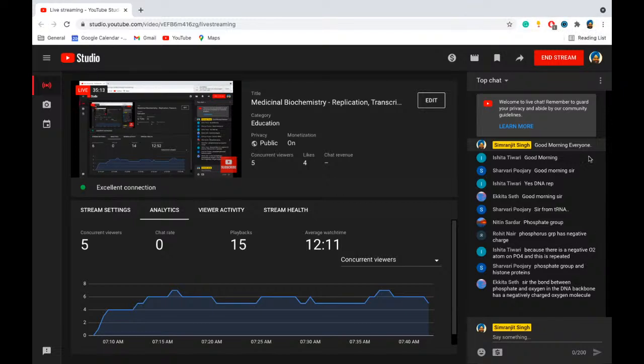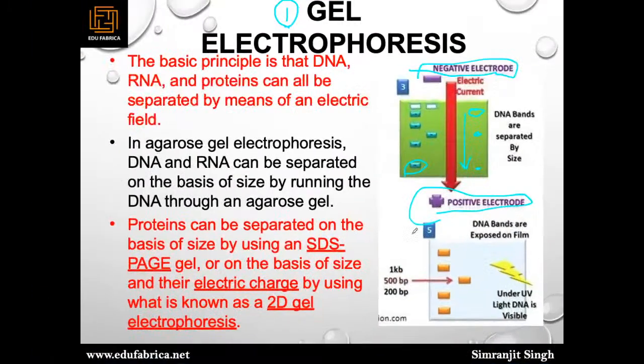Basically, it's because of the phosphate group. That's right. That's why it moves from the negative side to the positive side, and we can separate our DNA. DNA can be separated on agarose gel, and proteins can be separated via SDS-PAGE, that is sodium dodecyl sulfate polyacrylamide gel electrophoresis. We can also use 2D gel electrophoresis. So these two things are possible, and we can separate our protein.